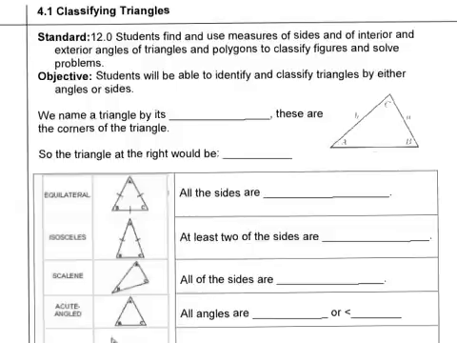When naming a triangle, we name it by its vertices. These are the corners of the triangle. So here we have corners A, B, and C, or vertices A, B, and C. So we would name this triangle, triangle ABC.